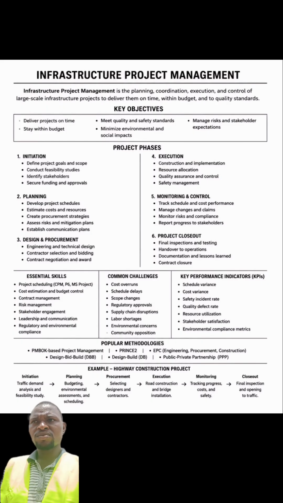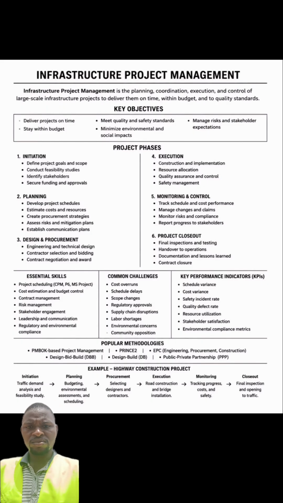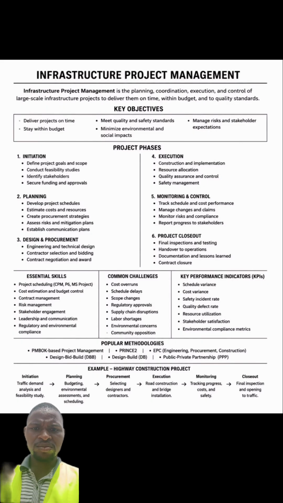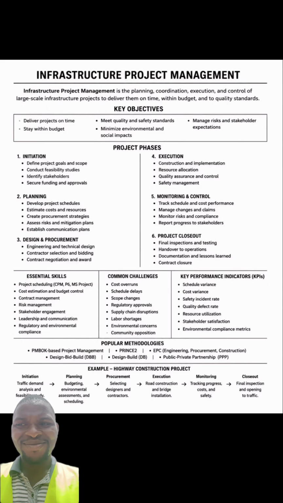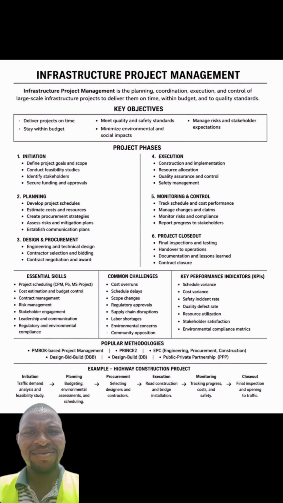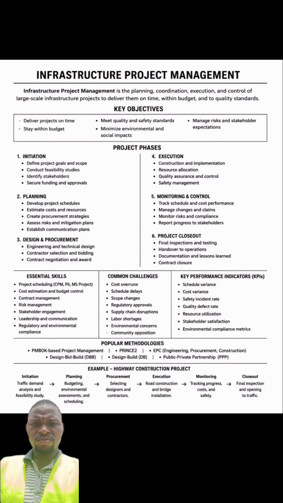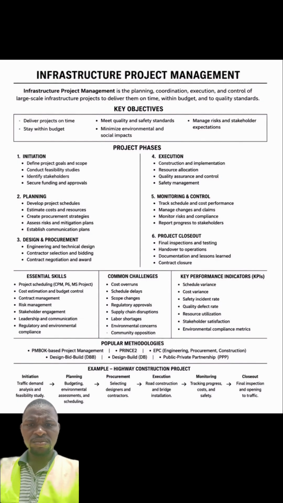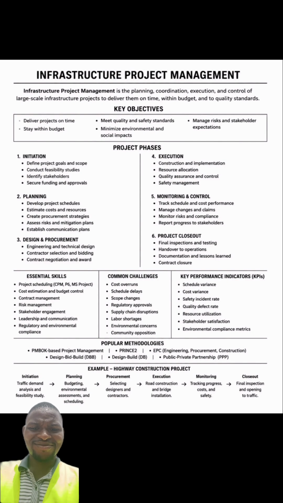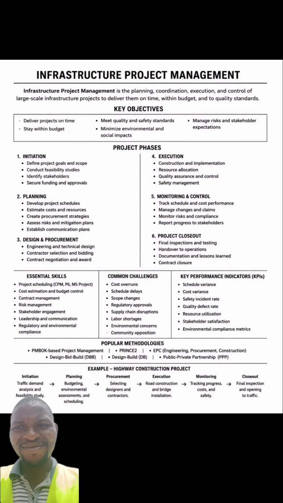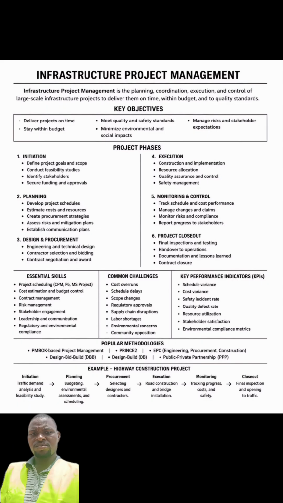Then we have design and procurement, engineering and technical design. So you have to ensure that your engineering designs are well done. If it is maybe for a residential building, you're going to ensure your architectural drawing is well done. Then your structural drawing is well in place with all the detailings, right? Then you are going to have your M&E, that is your electrical and mechanical, and so on and so forth. Then you also make sure that you have the right approvals.